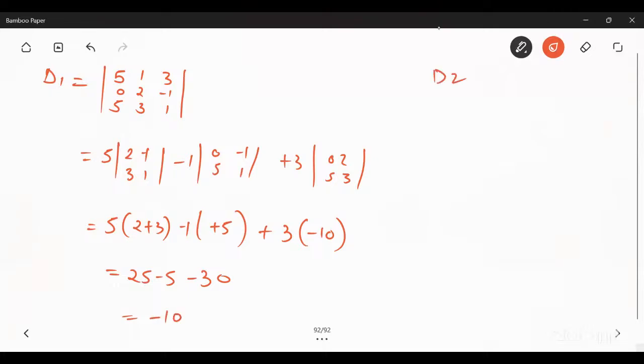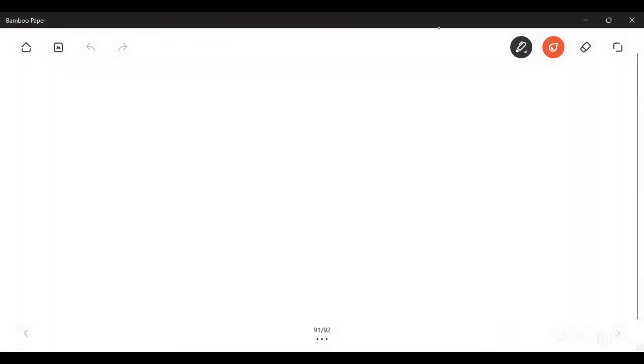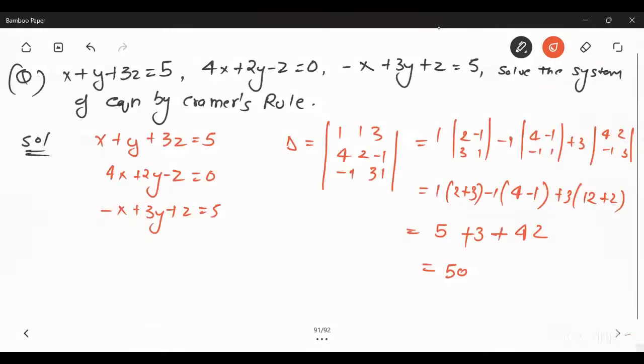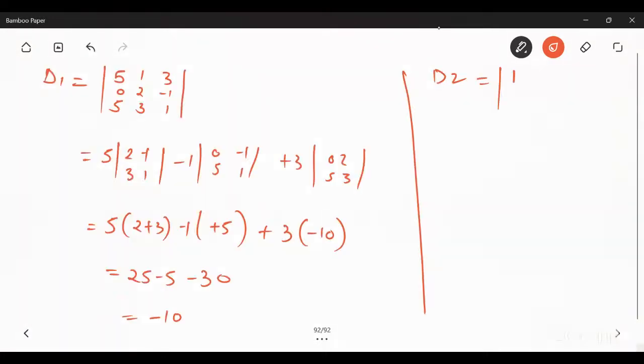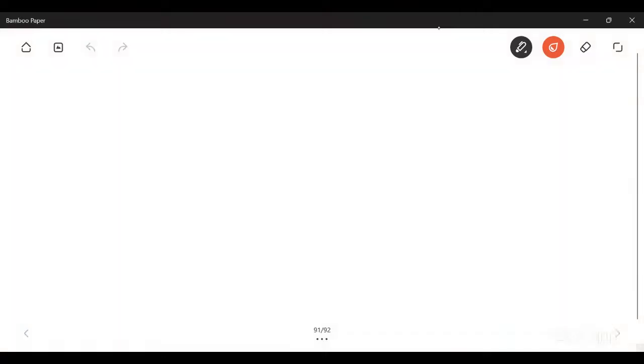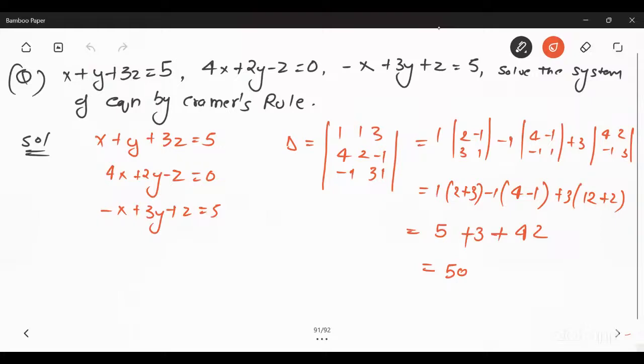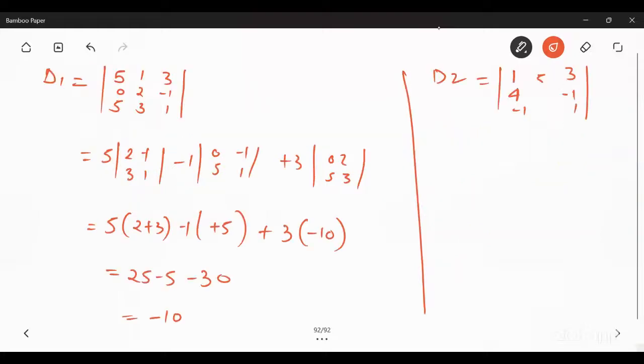Now solve for delta 2. In delta 2, put the RHS values in the second column. So the first column is 1, 4, minus 1, the third column is 3, minus 1, 1, and the RHS column is 5, 0, 5.